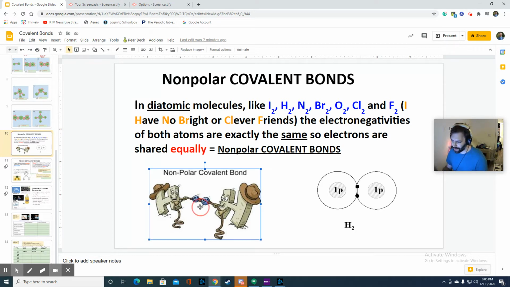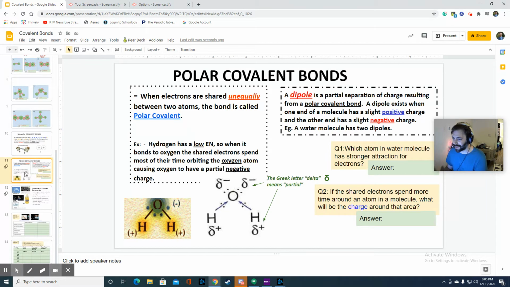And here we got a little tug of war with hydrogen, and it wants the electron the same amount. So we're going to call these nonpolar covalent bonds, equally shared. What about if you have atoms of different electronegativities, different atoms? Are they going to share it unequally? The answer is yes. They're called polar covalent bonds. When electrons are shared unequally between atoms, the bond is called polar.